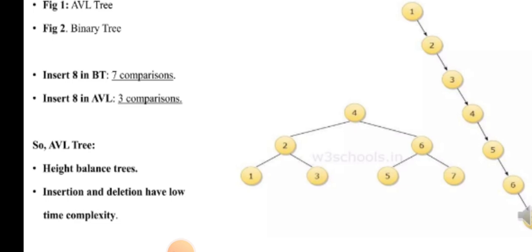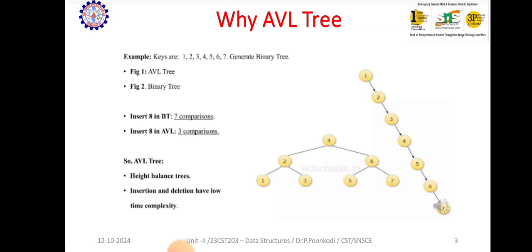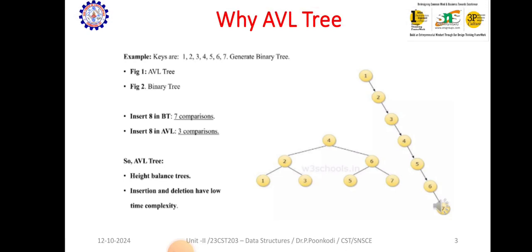And this second one is a binary tree. In this, the root node 4 has 2 and 6 as its two child nodes, and here 1 and 3 are the children of 2. Here also the same applies. So it is a binary tree, and the second one is the AVL tree. In the first case, the height of the tree is large. If you go in this way, then our tree is imbalanced.